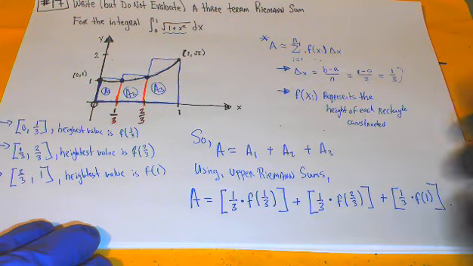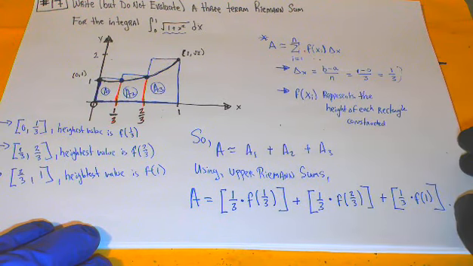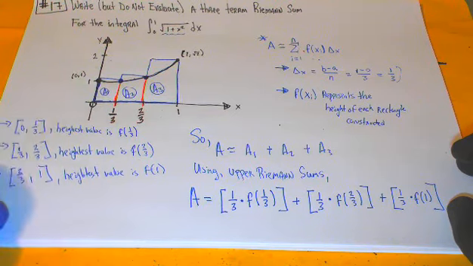But again, you're setting up a 3-term Riemann sum. It could be upper, it could be lower, it could be a midpoint. I just chose to use upper. And that's it for number 17.